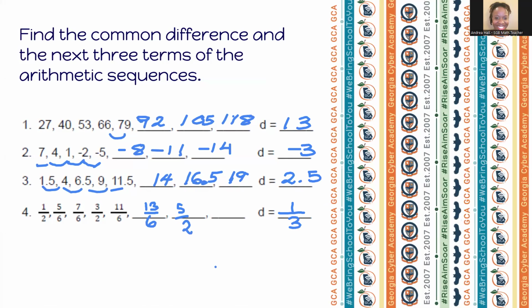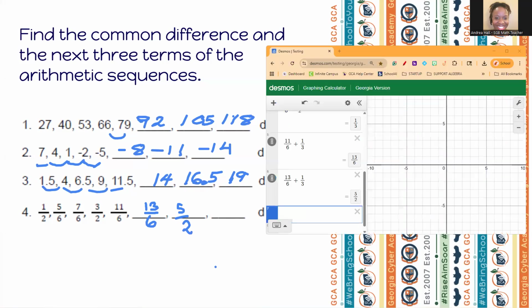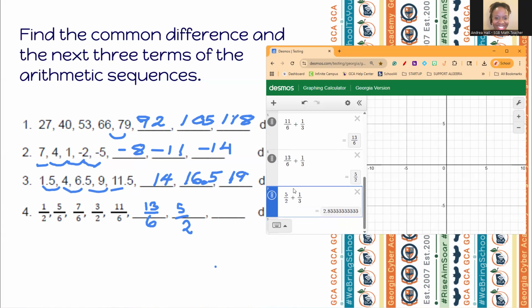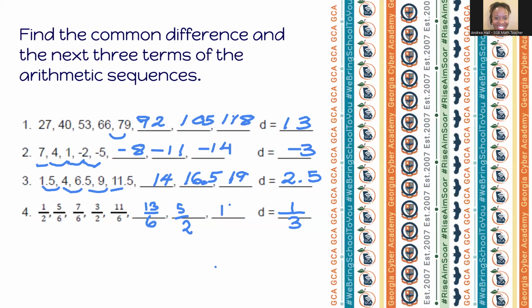And then finally, I'm going to say 5 over 2 plus 1/3. So 5 divided by 2, and then plus 1 divided by 3. Click there so I can get the fraction, 17 over 6. So your calculator is truly your best friend, y'all. And this is how you find the common difference and the next 3 terms of the arithmetic sequence. All right.